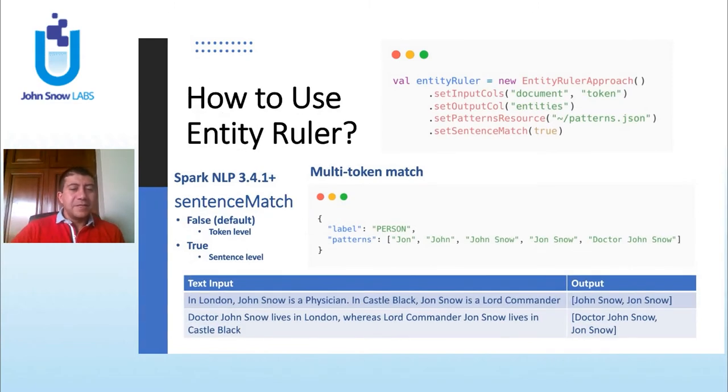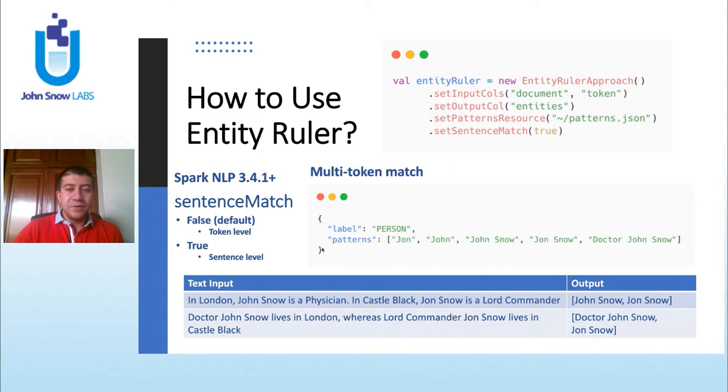Okay, now let's take a look at sentence match. This is a new Boolean parameter added since Spark NLP 3.4.1 that allows us to set the level at which we want to match the patterns we define. By default, it is set to false, which means that the match is done at the token level. If we set it to true, then the matches will be done at the sentence level.